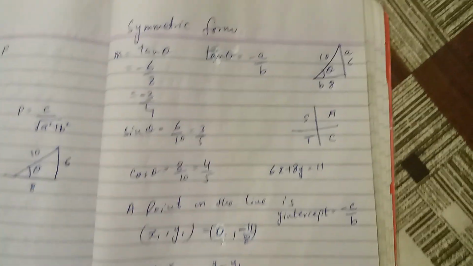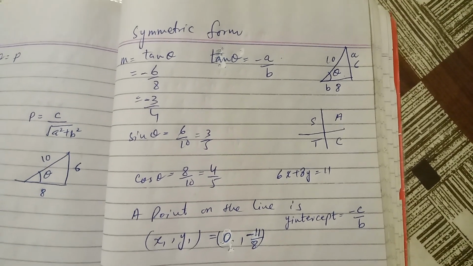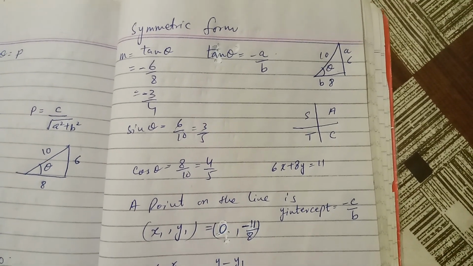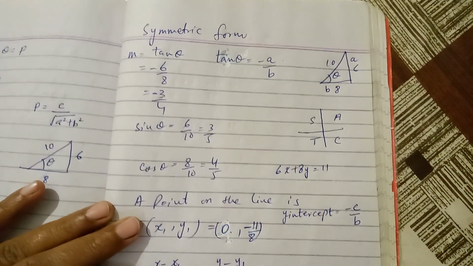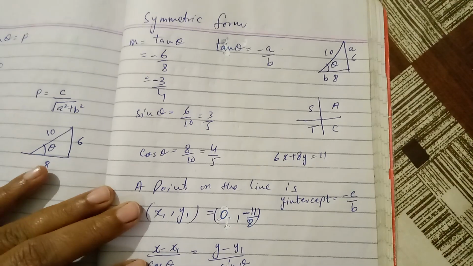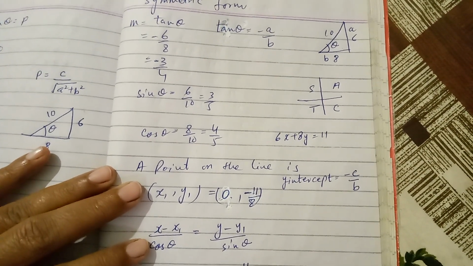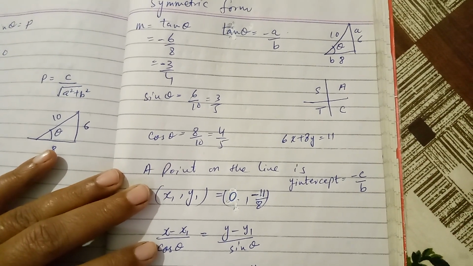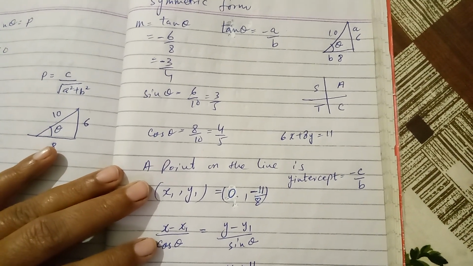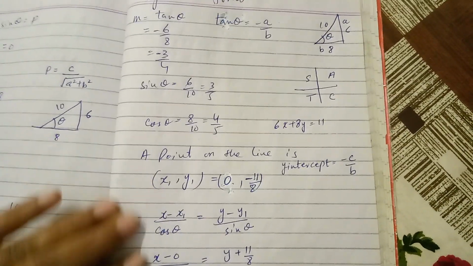Then symmetric form. The slope is denoted by m, that is minus tan theta, equal to tan theta, that is tan theta is minus a over b. Minus a over b will become minus 6 over 8, it will become minus 3 by 4. Sin theta will become perpendicular over hypotenuse, that is 6 over 10. Simplifying, we have got 3 over 5. Cos theta is 4 over 5.